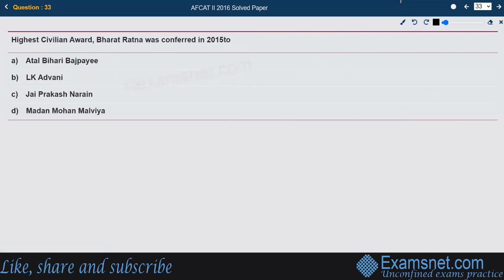Next, the highest civilian award, the Bharat Ratna, was conferred in 2015 to whom? There are two right answers here. Atal Bihari Vajpayee, the former Prime Minister of India, and Pandit Madan Mohan Malviya, who was the person behind the construction of Banaras Hindu University and a freedom fighter as well. So these two people, options A and D, received the Bharat Ratna award in 2015.